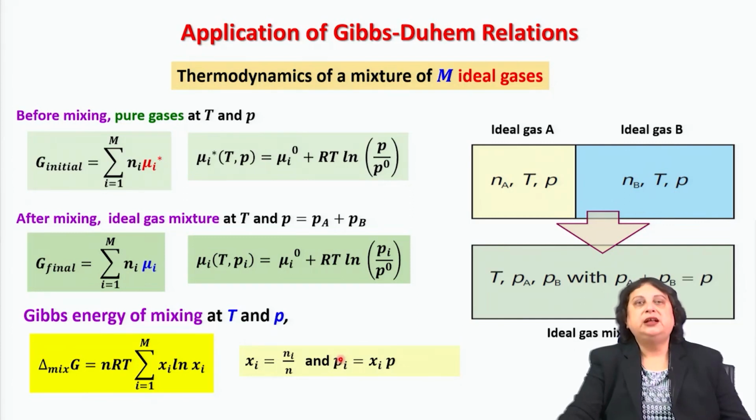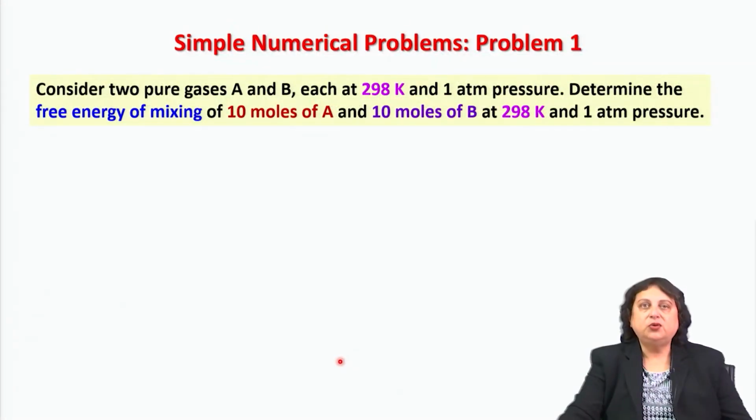With this background, let me go ahead and look into a simple numerical problem, which is stated as follows. Consider two pure gases A and B, each at 298 Kelvin and 1 atmospheric pressure. Determine the free energy of mixing of 10 moles of A and 10 moles of B at 298 K and 1 atmospheric pressure. So, we are looking at the mixing of two ideal gases.